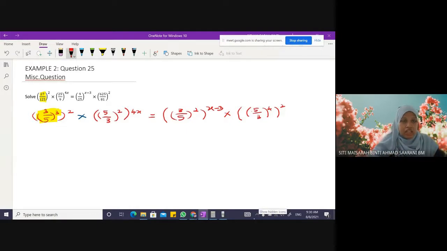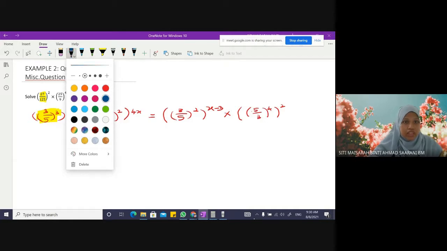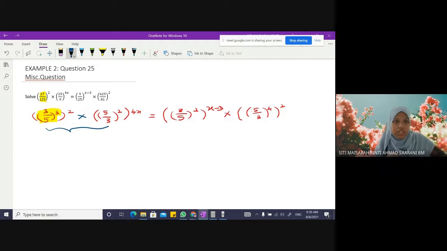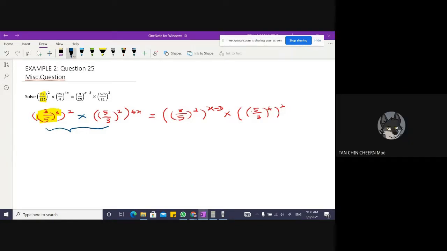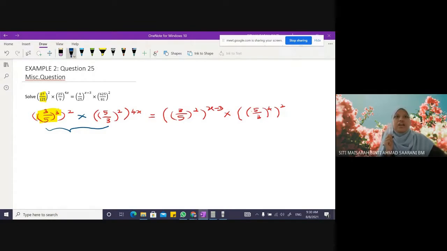My question is, how can we combine these two, on the left hand side? The base here is 3 over 5, but this one is 5 over 3. How do we combine them? Change 5 over 3 to 3 over 5 with a negative power. So this one is actually 3 over 5 to the power of 6, and this one is 3 over 5 to the power of negative 8x.